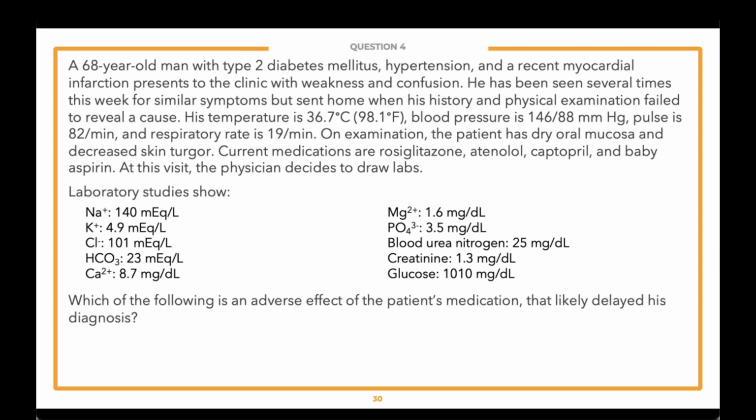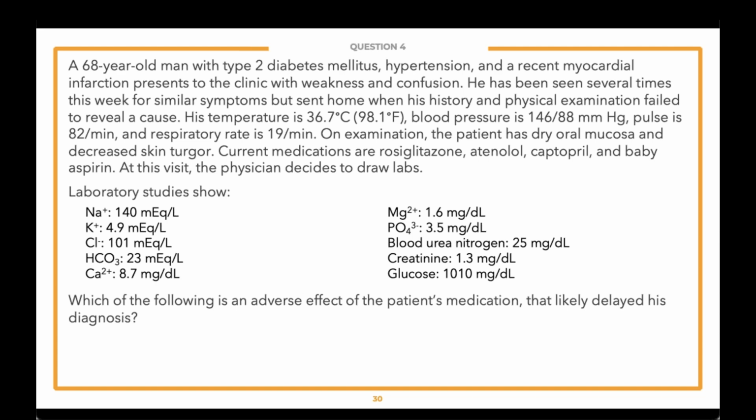He's been seen several times this week for similar symptoms, but sent home when his history and physical examination failed to reveal a cause. His temperature was 98.1, blood pressure 146/88, pulse of 82, respiratory rate of 19. On exam, the patient has dry oral mucosa and decreased skin turgor. Medications include rosiglitazone, atenolol, captopril, and a baby aspirin.